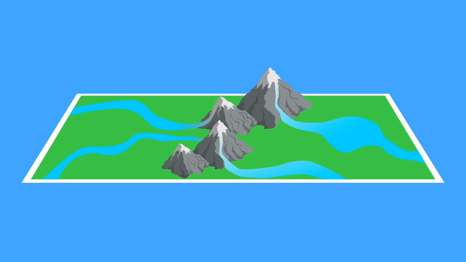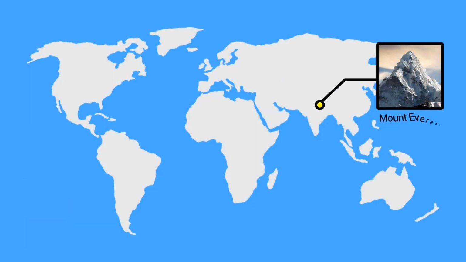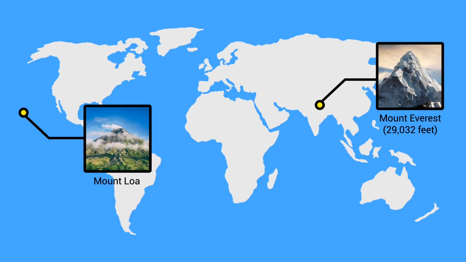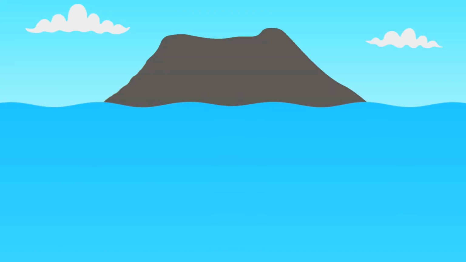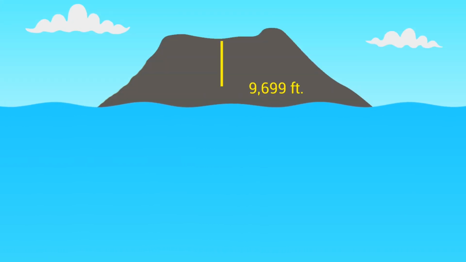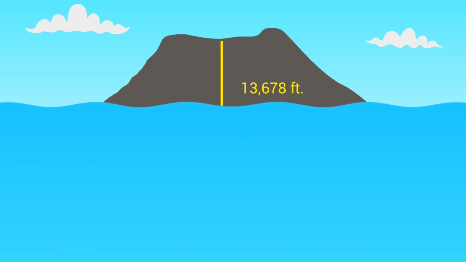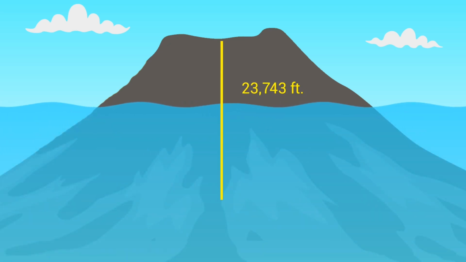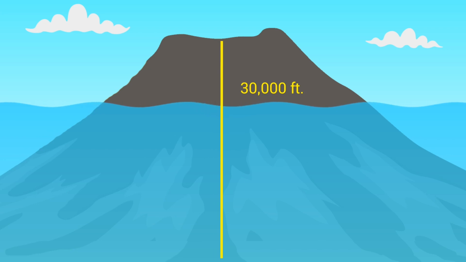But a mountain can only be considered a true mountain if it is at least 1,000 feet above the surrounding land. The highest mountain in the world is Mount Everest in Asia, at 29,032 feet in the sky. However, the tallest mountain in the world is technically Mauna Loa in Hawaii, if you measure it from its base, which is underwater. Mauna Loa is a volcanic mountain that is only 13,678 feet above the ocean, but it is actually about 30,000 feet tall if you include the rest of the mountain under the sea.